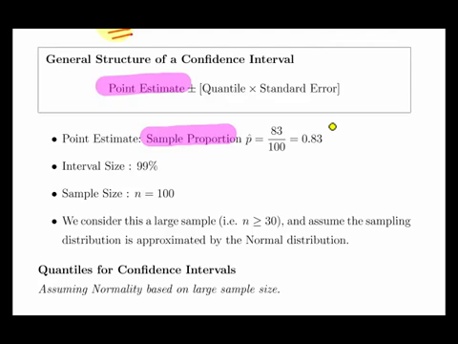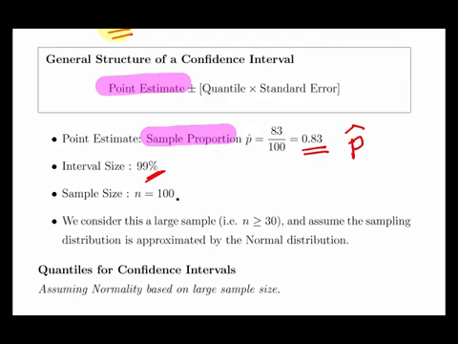Is it a sample proportion? Is it a sample mean? Or is it something else? So p hat, which is our estimate, our sample proportion, is equal to 83 out of 100, which is 0.83, 83%. Now, the confidence interval here is a 99% confidence interval, not 95%, so watch out for that.